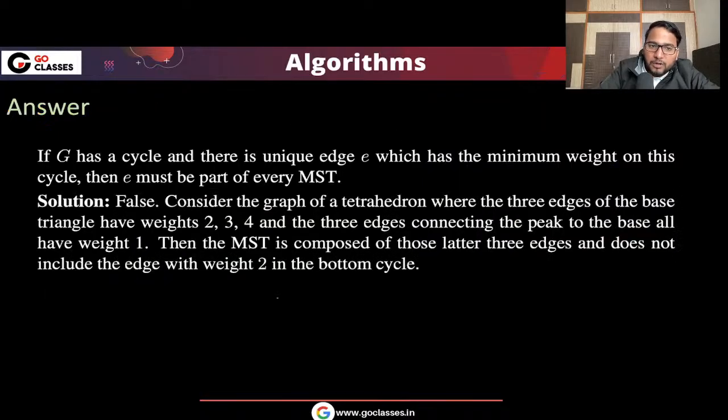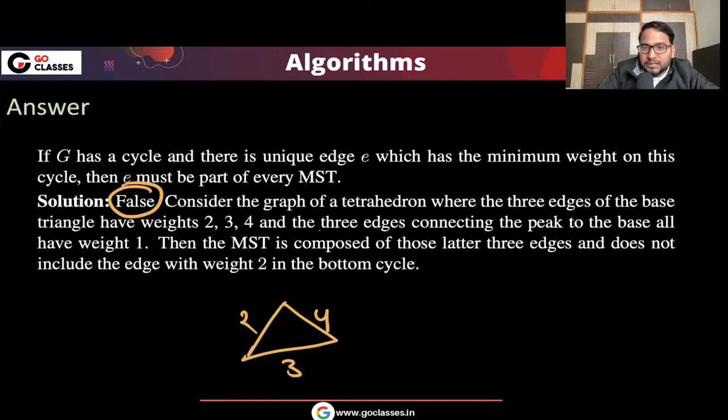See here, this is false. Consider the graph of a tetrahedron where the three edges of the base are 2, 3, 4. That's what they are saying, I think. And the three edges from the peak to the base all have weight 1. So basically, these are all weights 1. Okay. So basically, we have seen that this 2 cannot be part of any MST.